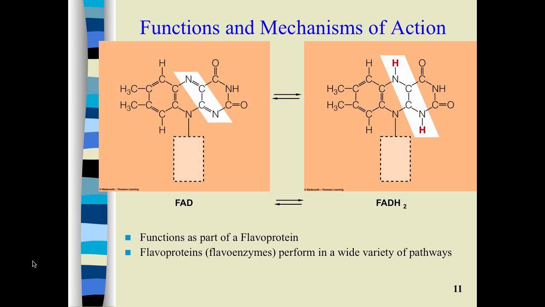So if we're looking at FAD, for example, we have this ring structure that can be in its oxidized form, which is FAD. If it's reduced, we call it FADH2, right? So here's the ribitol here. And again, imagine that this is attached to an enzyme. And the enzyme is using the FAD or the FMN to gain and transport electrons. That's what it's using it for.